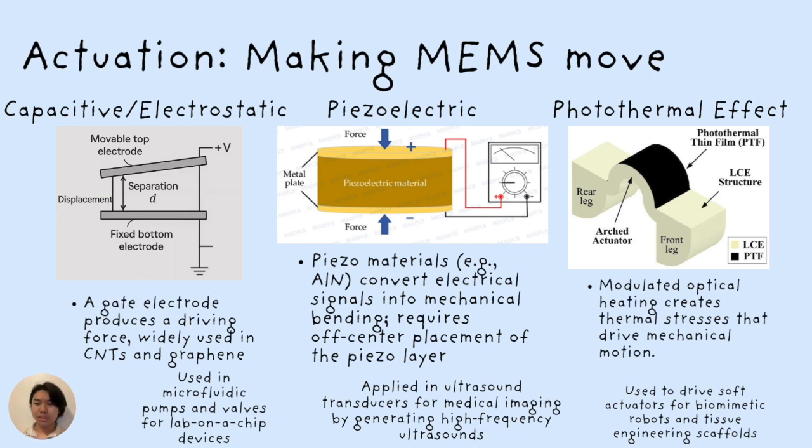Second is the photothermal effect. Here, periodic heating of the mechanical element by a modulated optical field generates thermal stresses that drive motion. This is used to drive soft actuators for biomedical robots and tissue engineering scaffolds.